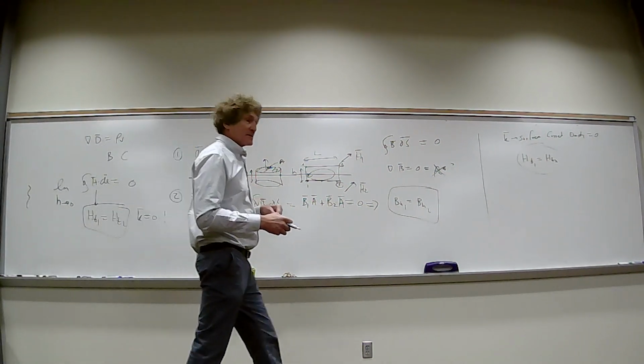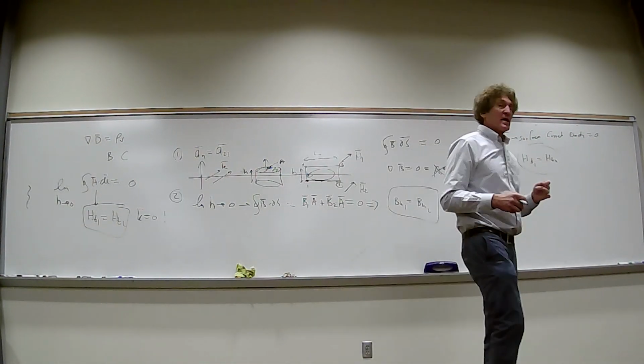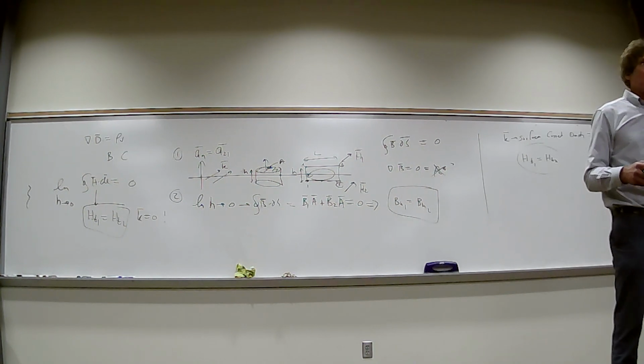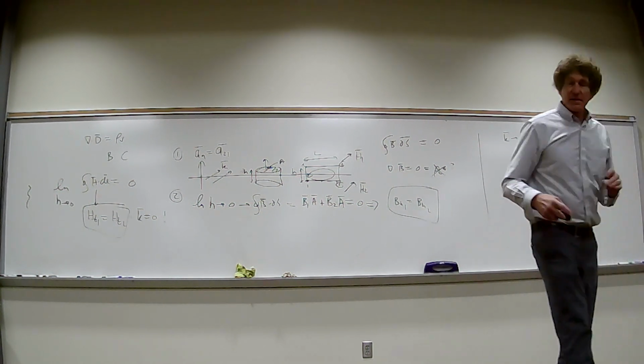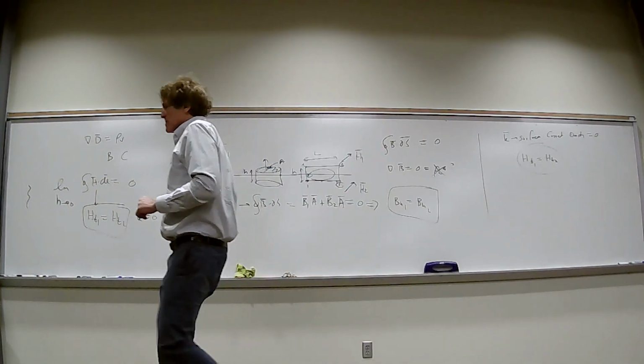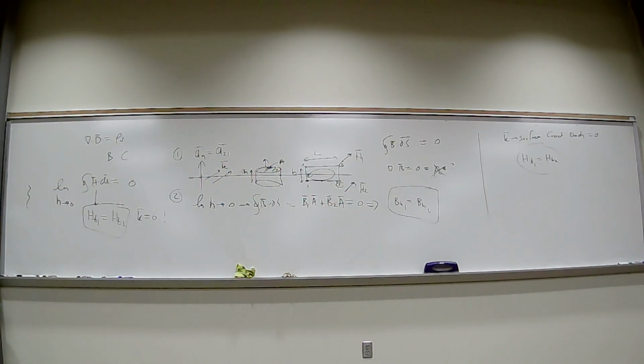Anyway, getting back to this, normally H tan 1 is H tan 2, and B normal 1 is B normal 2. B normal 1 will always be B normal 2, the normal component. But if there is a surface current density, let me give you the equation for this one. This is equation 4.76 in your book. Do you have your book with you? Write it down if you don't.